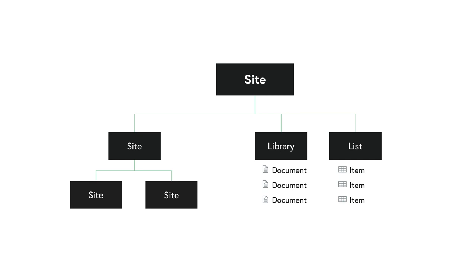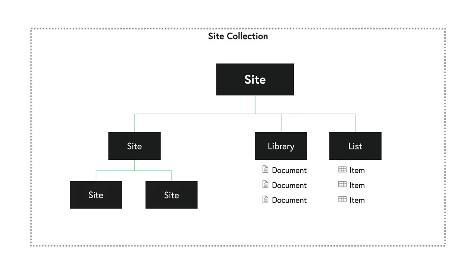But at its core, it's basically just a hierarchy of parent and child sites, which can then in turn have libraries and lists within each of those sites. And as a whole, this whole thing that you see on the screen is referred to as the site collection. It is a collection of sites.